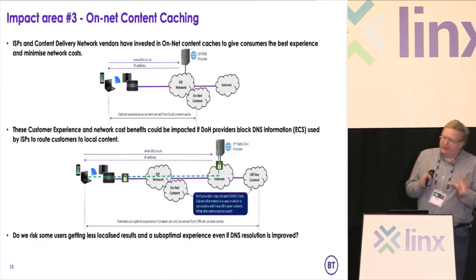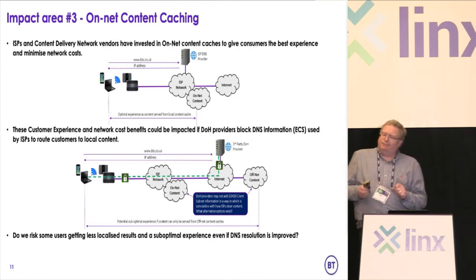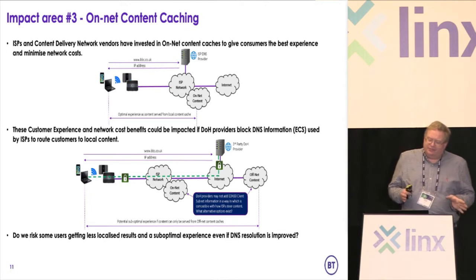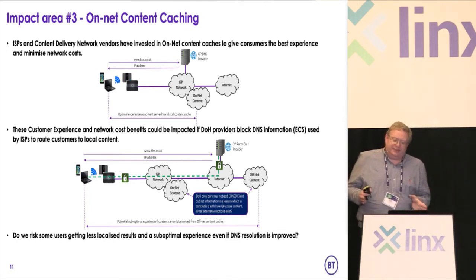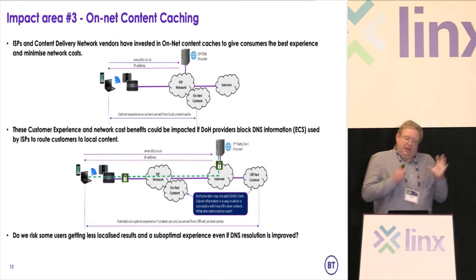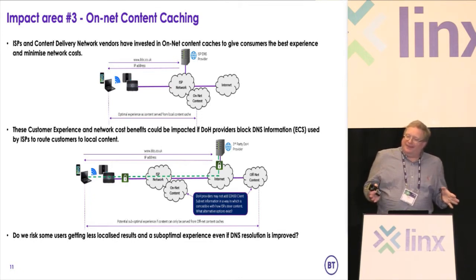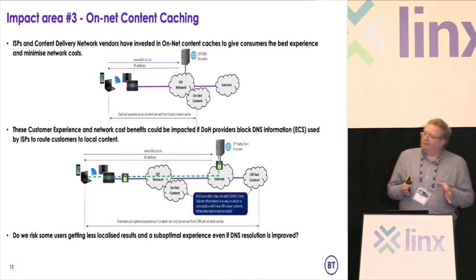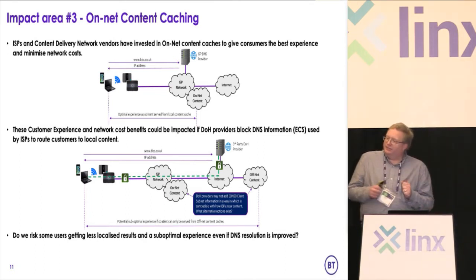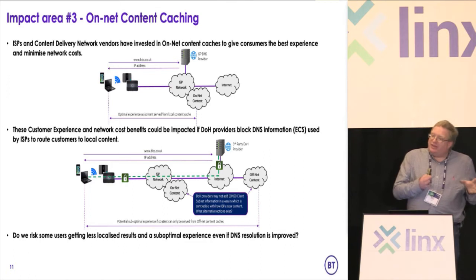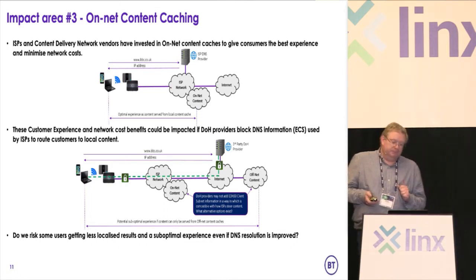The next one, which is probably most interesting to this group, is the impact potentially on on-net content caches. ISPs and CDN vendors have invested considerably in on-net content caches to give the best customer experience and minimize network costs. However, those solutions which use DNS routing information could be impacted if certain DoH cloud providers block the passage of EDNS0 client subnet information on privacy grounds. And we're yet to see an industry answer to this problem. So that's the third impact area.